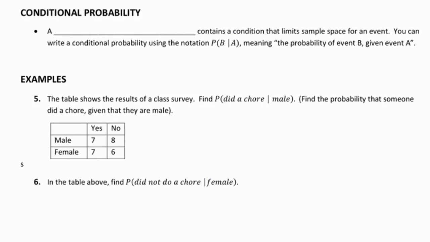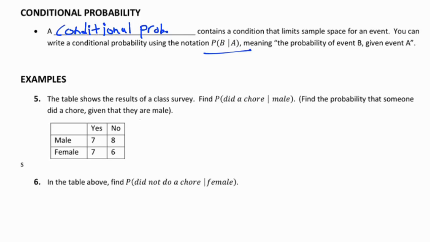Okay, and lastly, on the back page, we're going to talk about something called conditional probability. Conditional probability contains a condition that limits a sample space for an event. Specifically, it's going to put a condition or a limit on what I'm looking at. You can write a conditional probability using the notation: the probability of B happening given that A has already happened. So that's what this part represents here.